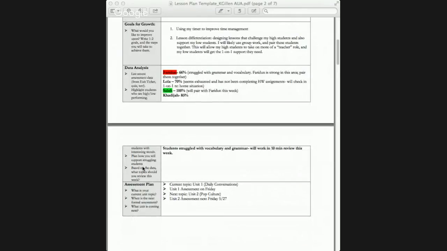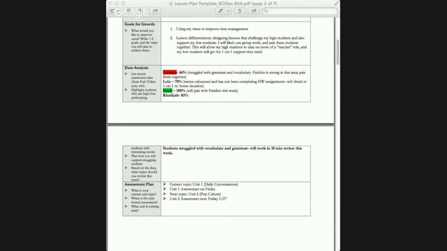And I have Faradun, my lowest student in the class, and he's struggling with grammar and vocabulary. And I noticed there's a typo here; it's supposed to say Sala is strong in this area. Forgive me. So Sala is strong in grammar and vocabulary, and he got 100%. So already I'm going to pair them together for future group work, because I think that Sala could help Faradun a lot. And it would also help to push Sala.